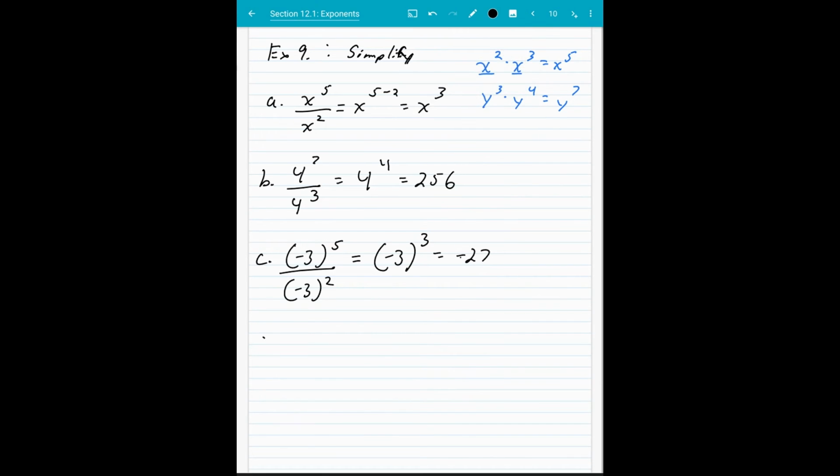Let's look at d. d is s to the 2nd over t to the 3rd. These two do not have the same base, so those can't simplify. Your final answer would just be that number right there. We can't do anything for that one.